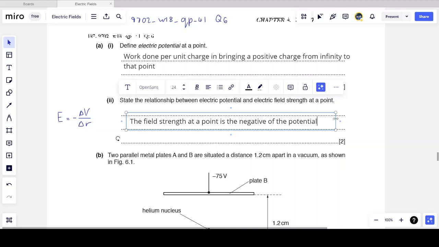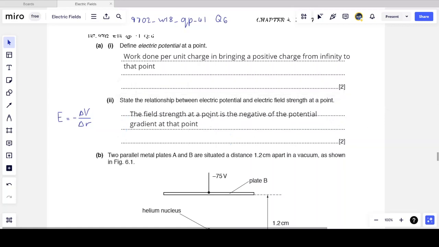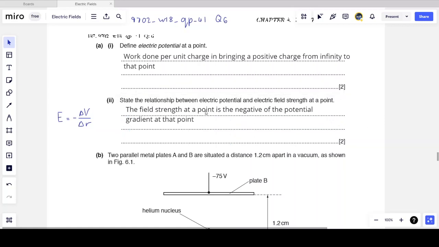potential. Now when we take the difference in something divided by the difference in position, we call that the gradient of that something. So it's the negative of the potential gradient at that point. So delta V by delta R, if you like calculus, dV dr. So the field strength at a point is the negative of the potential gradient at that point.